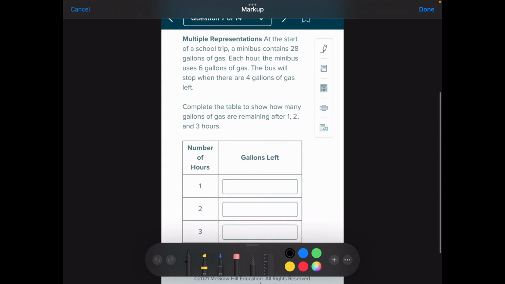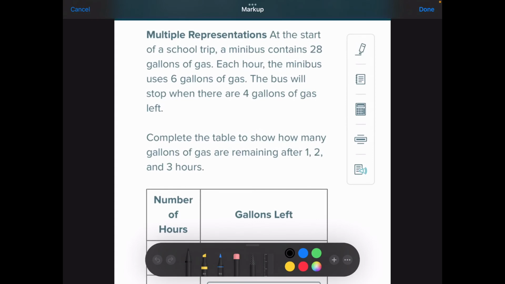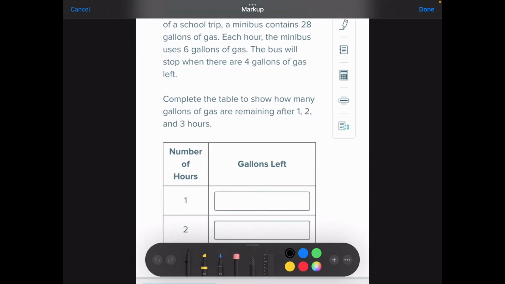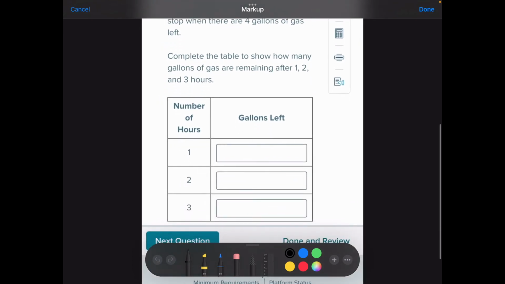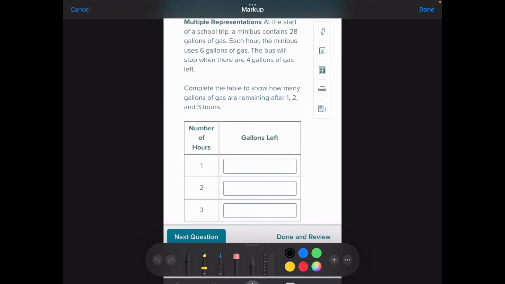So it has a scenario here at the top. At the start of a school trip, a minibus contains 28 gallons of gas. Each hour, the minibus uses 6 gallons of gas. The bus will stop when there are 4 gallons of gas left. So the first thing we want to do, it says to complete this table to show how many gallons of gas there are remaining after 1 hour, 2 hours, and 3 hours have passed of driving this bus. So that's a pretty simple task.